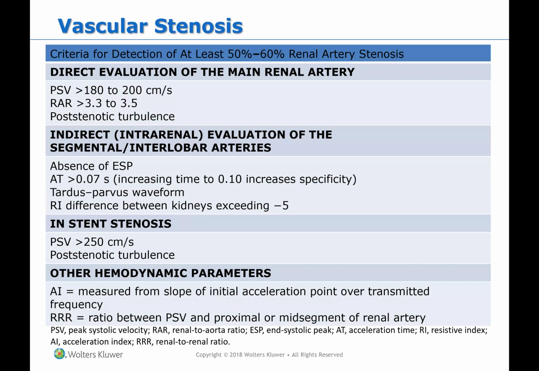Here are some direct and indirect findings. If there is direct evaluation, if you see narrowing and the peak systolic velocity, when we measure that, is greater than 180 to 200, that is a way of telling that there is a stenosis there. Or when you do your renal to aorta ratio, you also take a velocity of the aorta and then you divide it, and if it's 3.3 to 3.5, then there's a stenosis. And that's a way to tell that.